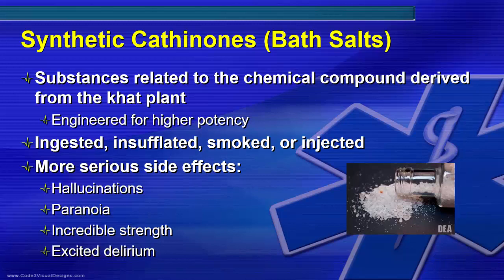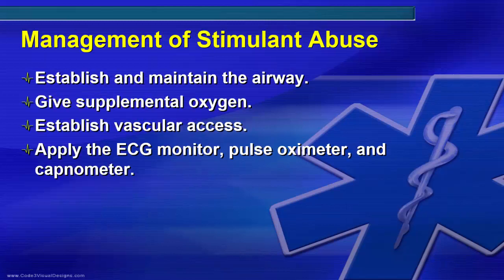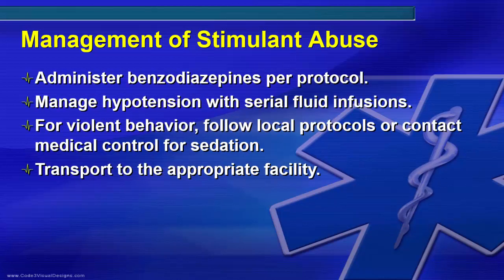The speed of onset depends on the route of absorption, and the two routes associated with the highest mortality are insufflation and needle injection. Your more serious signs, hallucinations, paranoia, incredible strength, excited delirium, make these very dangerous patients. So as far as management of stimulant abuse, you want to make sure that you're continually watching these patients. You may have to administer benzos to help them calm down, especially if they're in an excited delirium state.